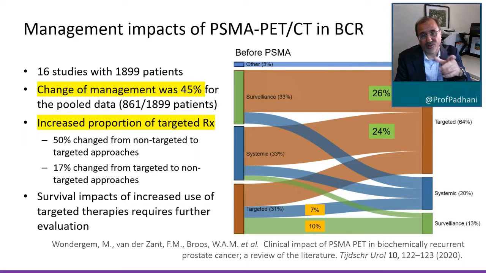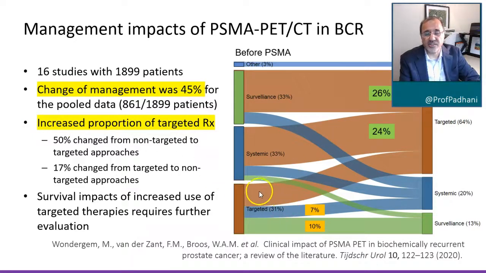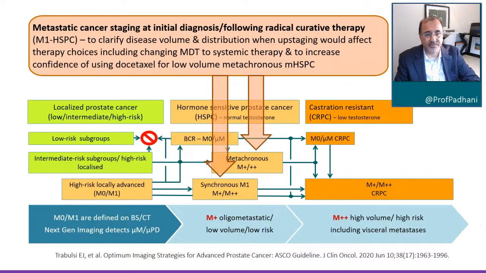So you can see how using PSMA in the setting of biochemical recurrence, and in this particular analysis, they didn't distinguish between high and low risk. You can see management changes occurred in 45% of times. And look at what happens to the use of targeted therapies. Targeted therapies increased from 31% to 64% by the use of PSMA PET-CT scans.